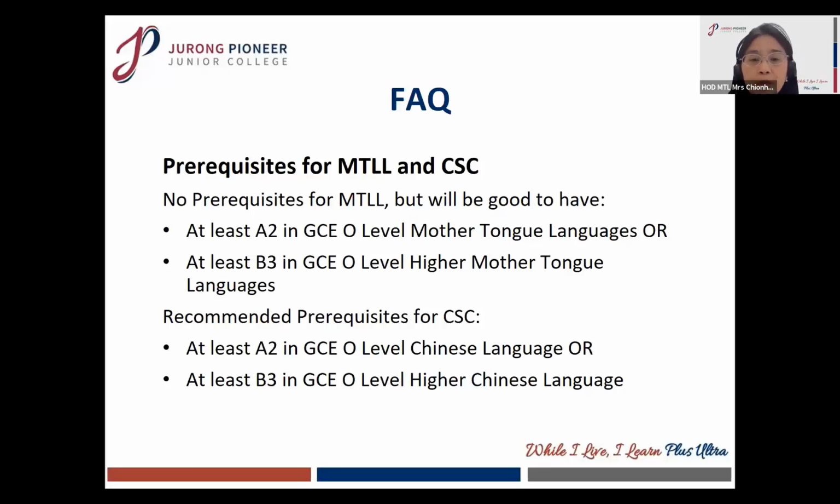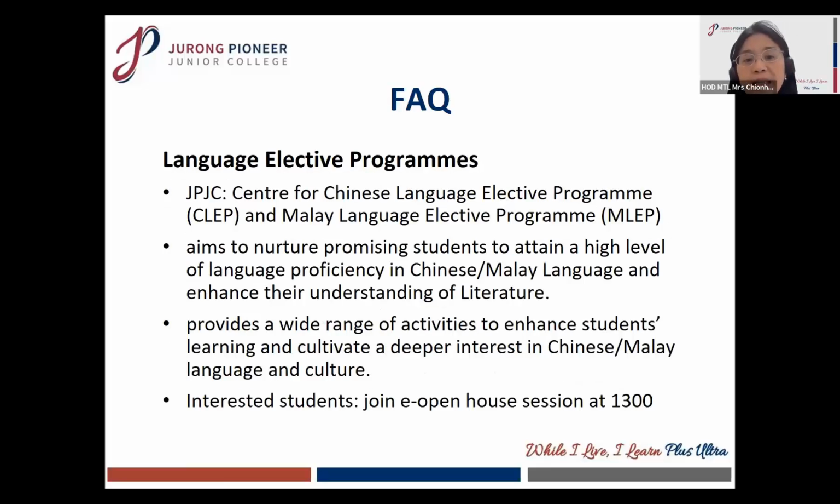That is about all. For the language elective programmes, we have another session at 1 o'clock. JPJC is one JC that offers both the CL as well as ML language elective programmes. All right, it's really to nurture very promising students who want to attain a high level of language proficiency. Okay, so you may join our sessions later at 1 o'clock.